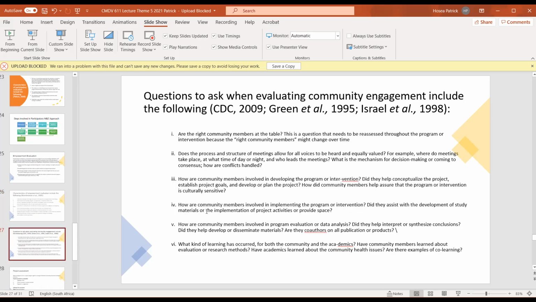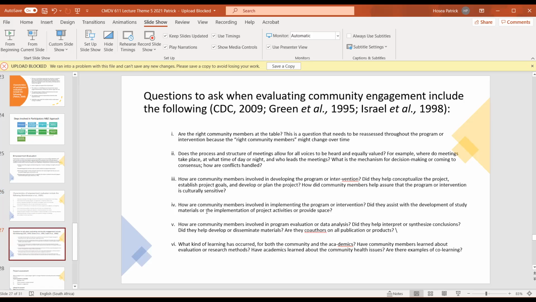And then when you do evaluation, there are questions to ask when evaluating community engagement. So these are some of the questions which we ask. Are the right community members at the table, right? Does the process and the structure of meetings allow for all voices to be heard? That is when you look at how democratic your process is, right? How are community members involved in developing the program and intervention? That we need to ask.